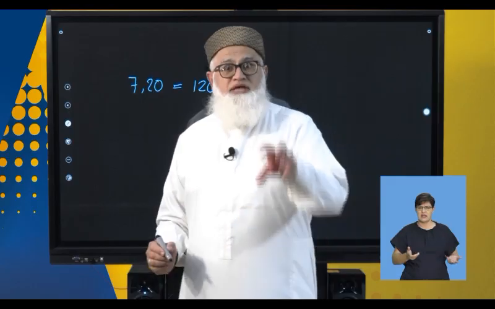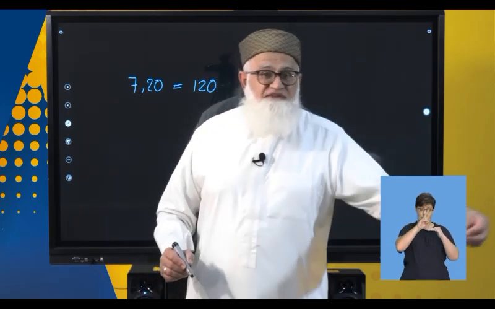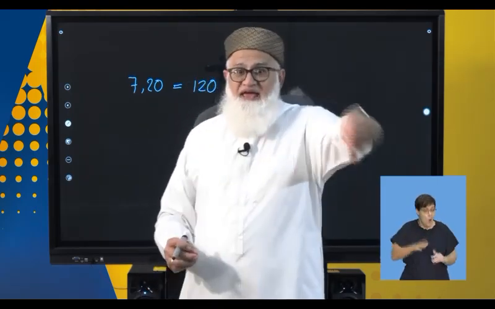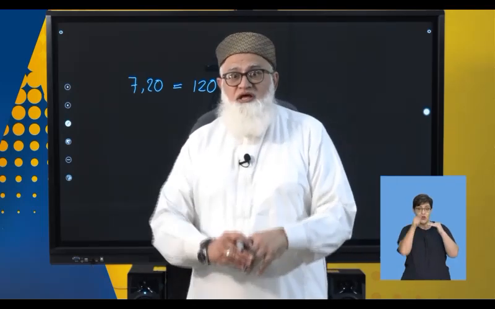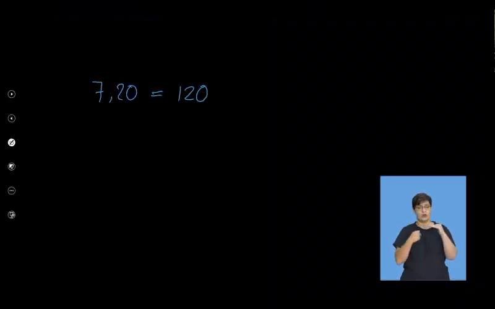So I know that 7 rand and 20 cents is equal to 120%. Why am I saying that? Because I'm told that that price was 20% above the average price. Remember, with share capital, you've got the total price, but you need the average price. Therefore, the average price would be 100%, and that would be my unknown. Let's calculate that.